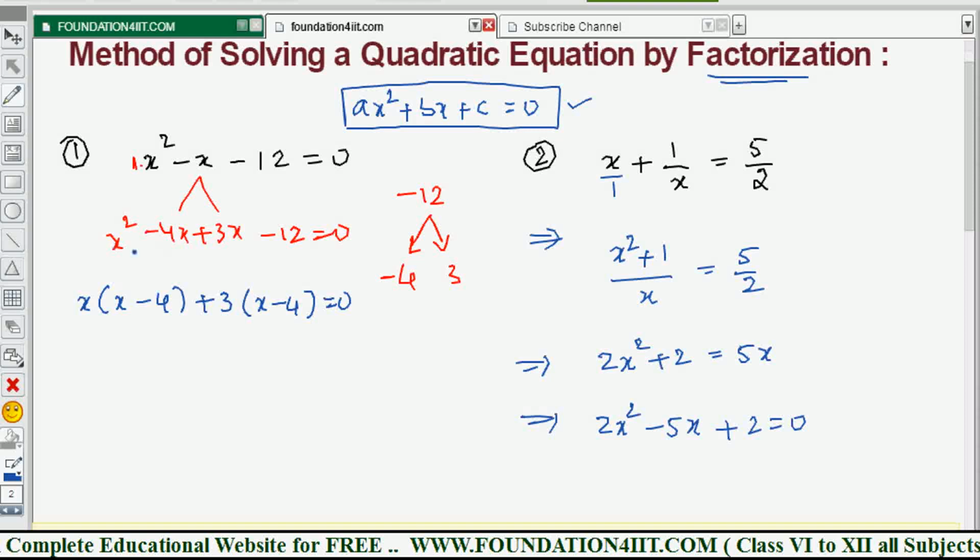From the first two terms x is common, and from the next two terms 3 is common. When you take the common factor, within the bracket you should get the same expression again. If you take this step perfectly, you automatically get the same in the brackets. Therefore x minus 4 is the overall common factor, x is left here and plus 3 is left here. Now we have made two linear equations equal to 0. According to the zero product rule, this is 0 or this is 0. That means x minus 4 is equal to 0 or x plus 3 is equal to 0. This is the zero product rule.